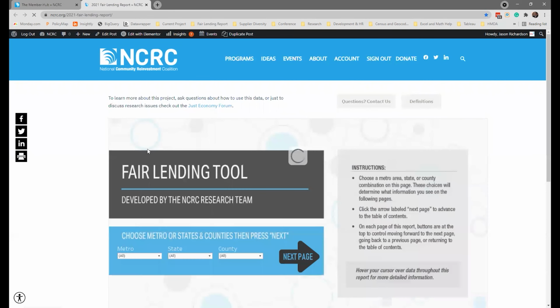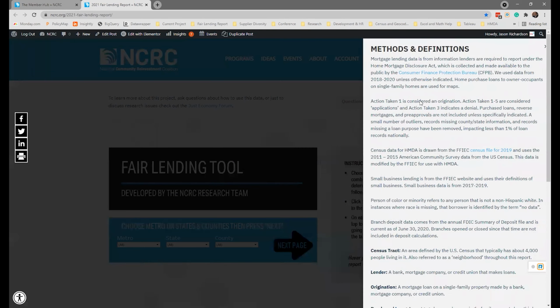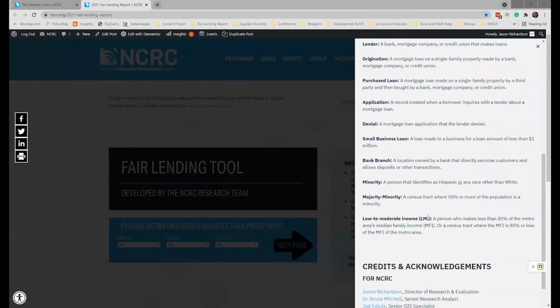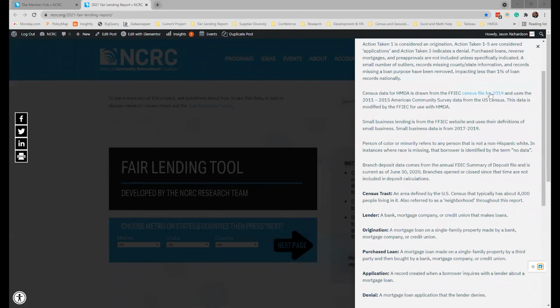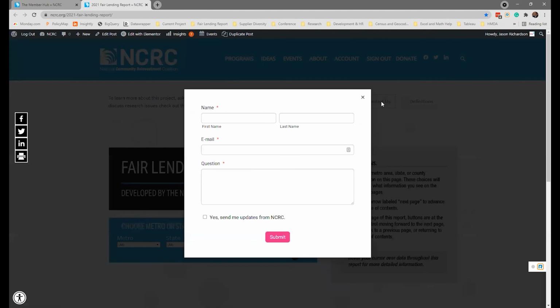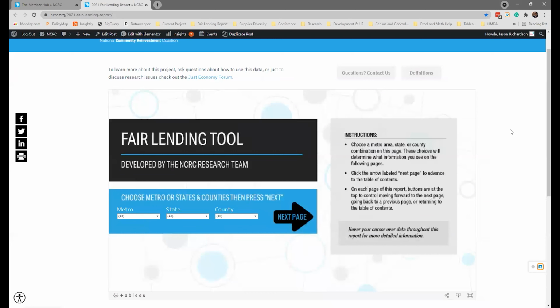When the screen opens, it'll look like this. Before we get started, I want to point out the definition button. If you click on this, it'll give you a list of a lot of the definitions, methods, and data sources that are used throughout the tool. If you have any questions about any of these, you can email me, or click on the web link here, and it opens a little form you can fill out to send us a question. Let's take a look at the tool.